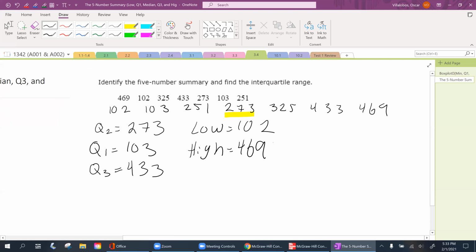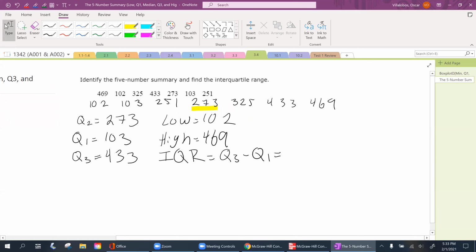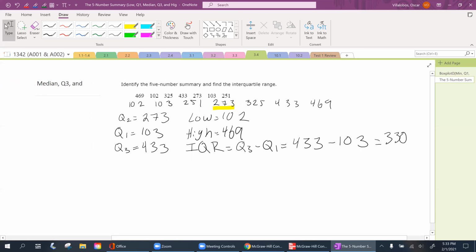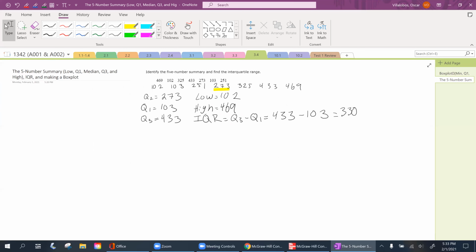And last but not least, let's go ahead and find IQR. That is Q3 minus Q1, right? Q3 minus Q1. So that's going to be 433 minus 103. What does that give me? It gives me 330. Very nice. Now I have everything that I need, right? Let's go ahead and make that box plot.